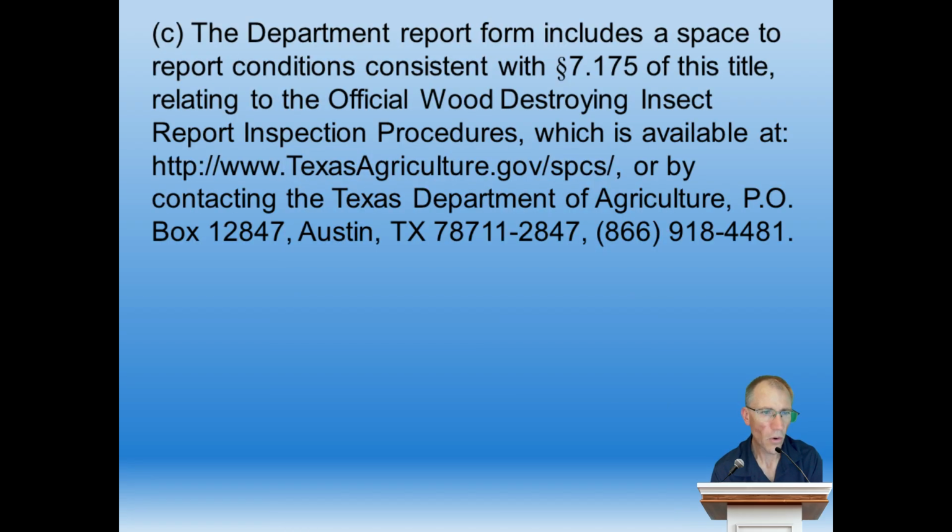C. The department report form includes a space to report conditions consistent with 7.175 of this title relating to the official wood-destroying insect report inspection procedures, which is available at texasagriculture.gov/SPCS/ or by contacting the Texas Department of Agriculture, P.O. Box 12847, Austin, Texas 78711-2847, 866-918-4481.